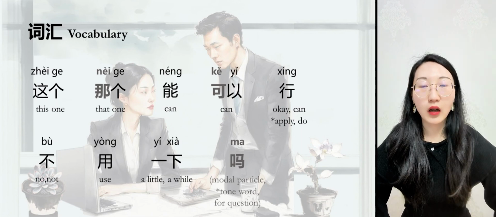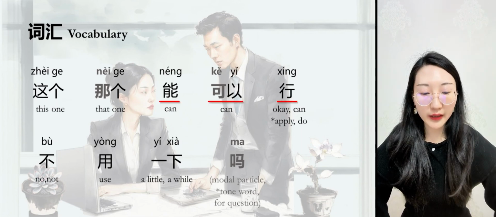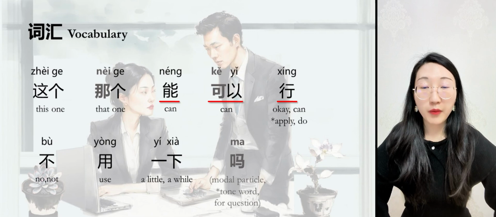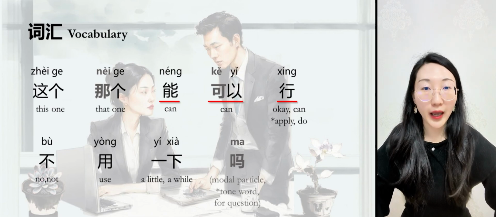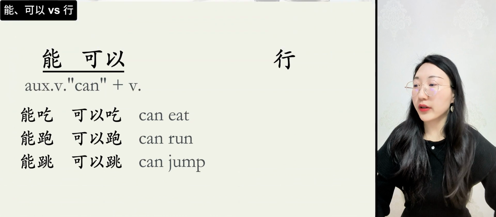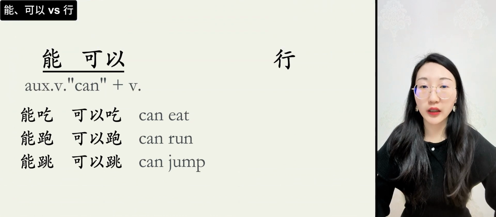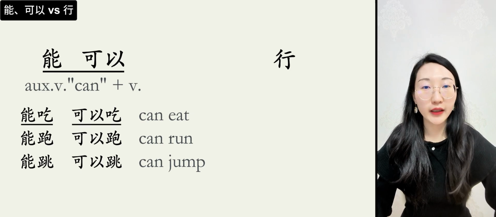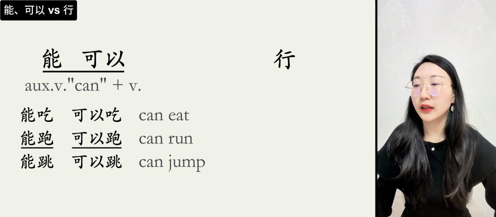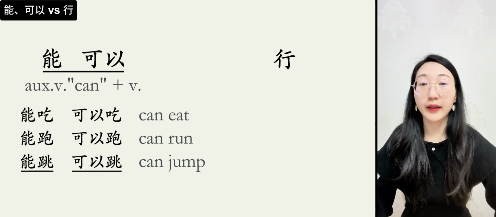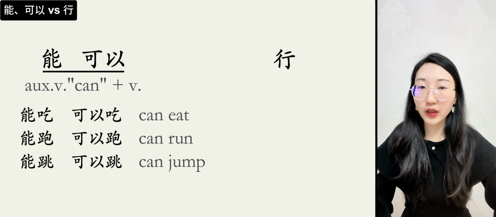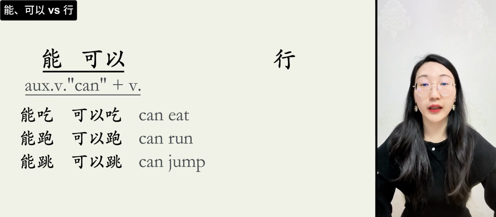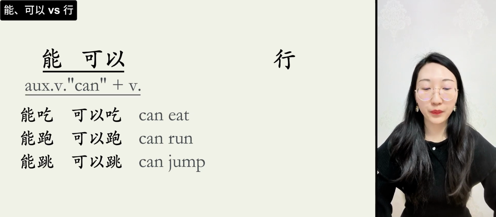Next three words: 能, 可以, 行. These three words all have the meaning of can, be able to, but the difference is that 能 and 可以 can be used before another verb. For example, 能吃, 可以吃, can eat; 能跑, 可以跑, can run; 能跳, 可以跳, can jump. So basically you can understand these two words as the auxiliary verb "can" in English.